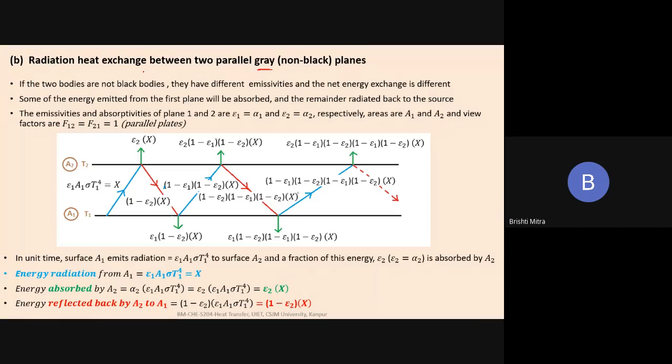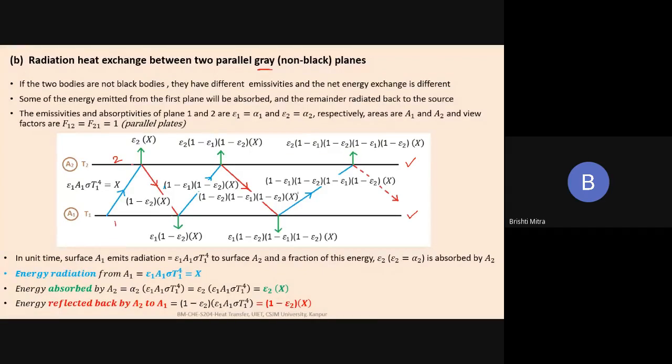And we are trying to understand the radiation heat exchange between two parallel gray planes. That means one plane is here and one plane is here. There are two planes. They are parallel to each other, which means the distance between them remains constant. And these two planes are non-black. They are essentially gray bodies. And so if they are gray bodies, their emissivities are going to be different. So the lower one is called plate 1 and the upper one is called plate 2. The emissivity of the lower one is going to be epsilon 1 and the upper one is going to be epsilon 2.